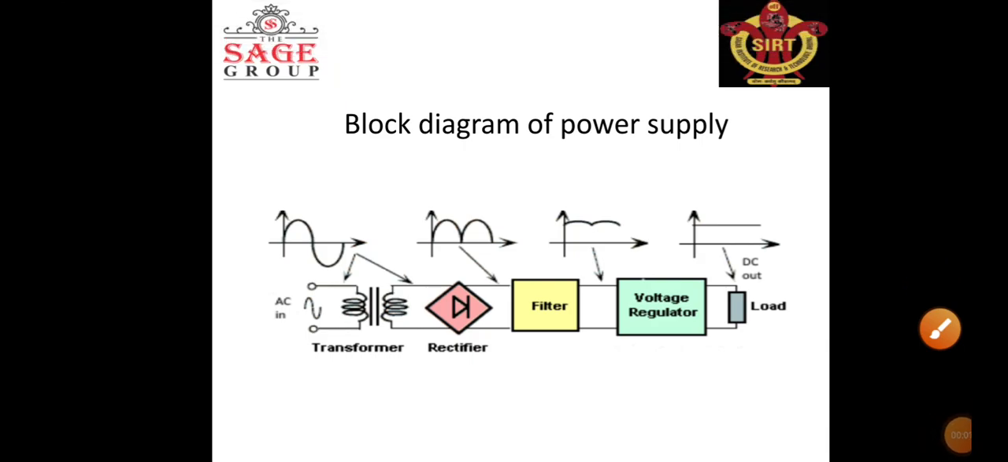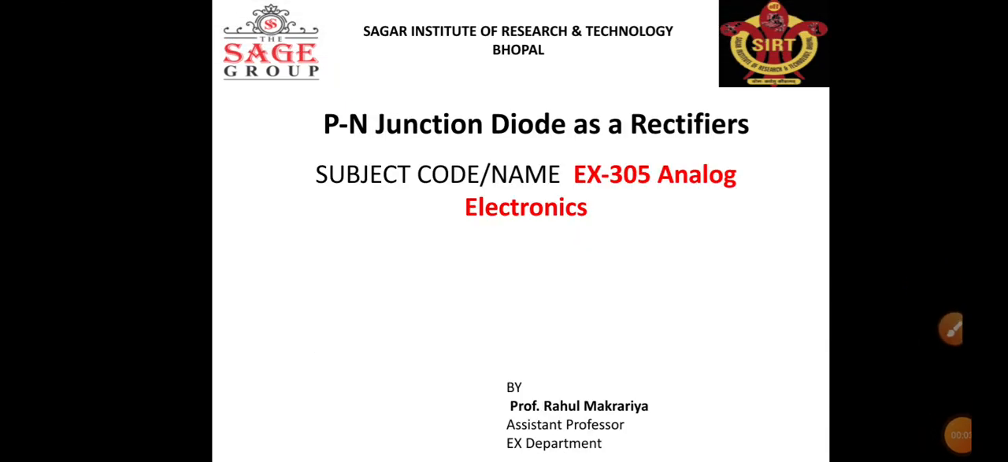Today we will study the PN junction diode as a rectifier. This is an application of the PN junction diode. So this shows that the PN junction diode can be used as a rectifier. So what is a rectifier? A rectifier is a device which converts AC power into DC power.